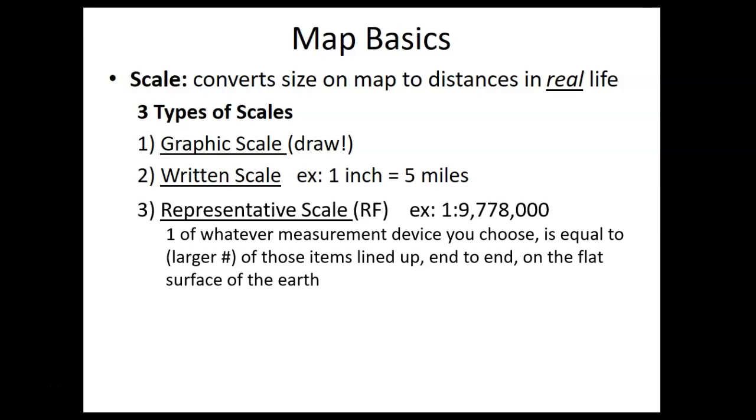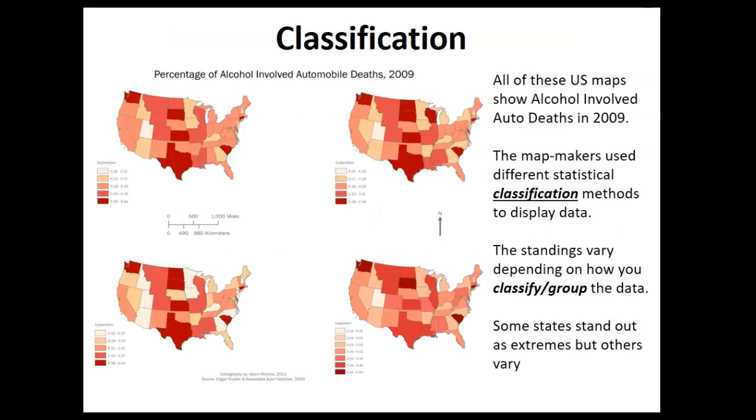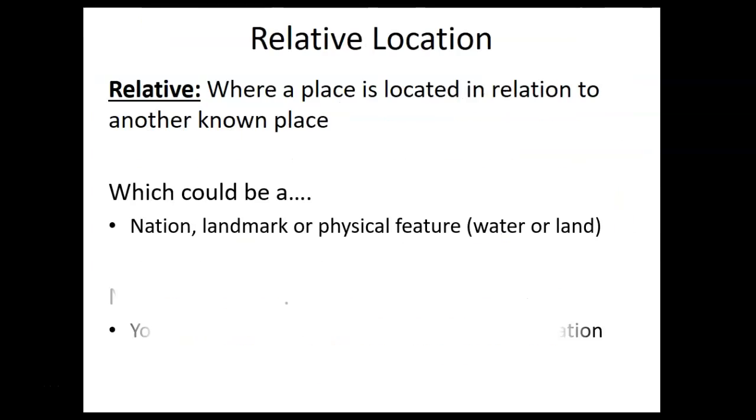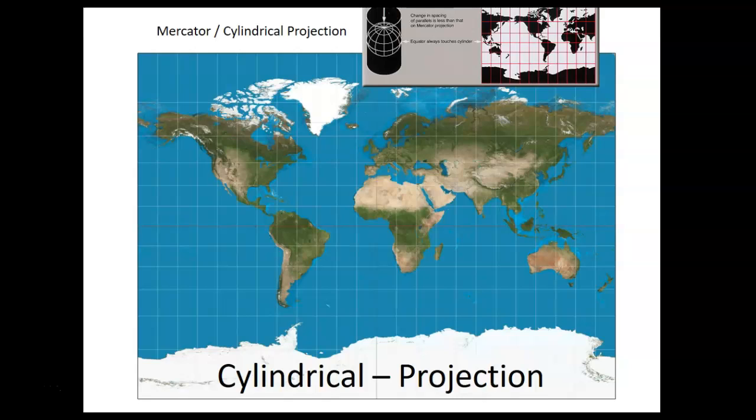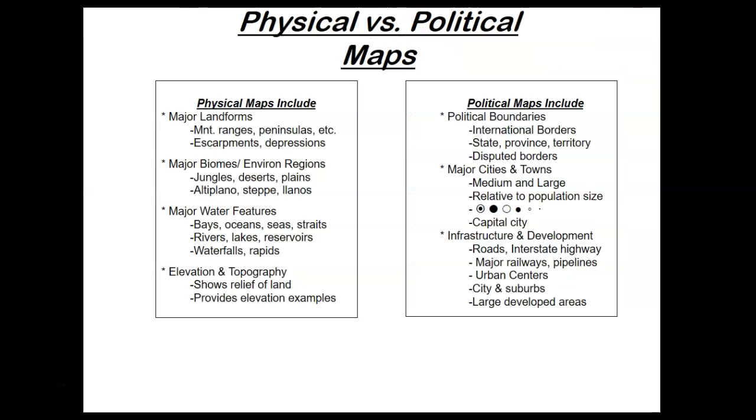All right, next section of your note taking is physical versus political maps. For this section of your note taking, I'm going to cruise down here. Right there. All right, physical maps. What is going to be on your map? You would write down major landforms, and major landforms are like the mountain ranges, the peninsulas, escarpment. You'll learn about what that is in another lesson, or depressions and valleys.